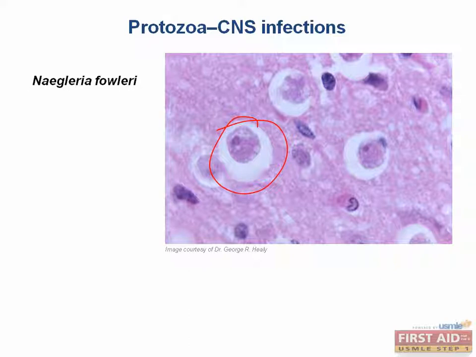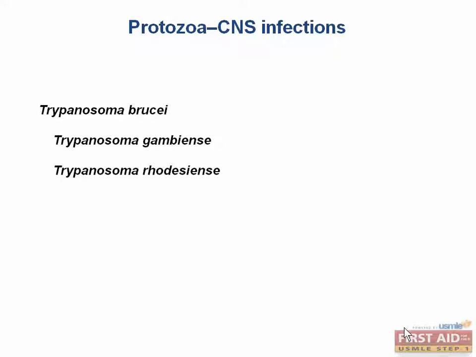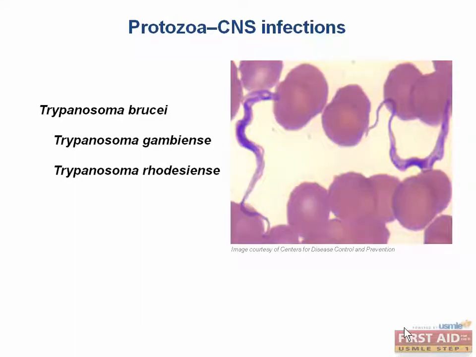survivors when used early. African sleeping sickness is caused by the protozoa Trypanosoma brucei, which includes two subspecies, Trypanosoma gambiense and Trypanosoma rhodesiense. Here's a peripheral smear showing the parasites within the blood. Rhodesia is the former name of Zimbabwe. It might help you remember it, but this form manifests much more quickly and is far more serious.